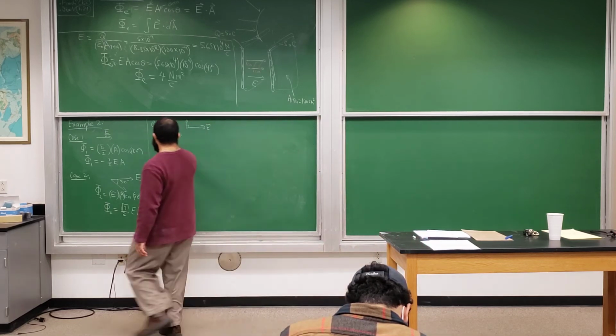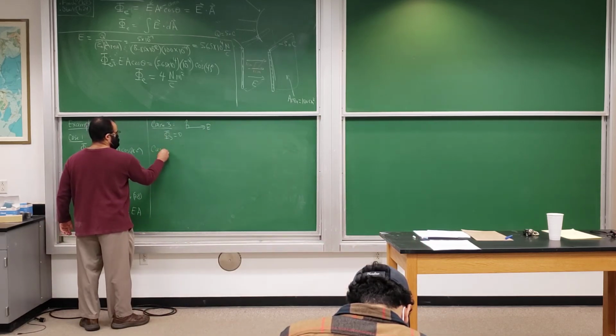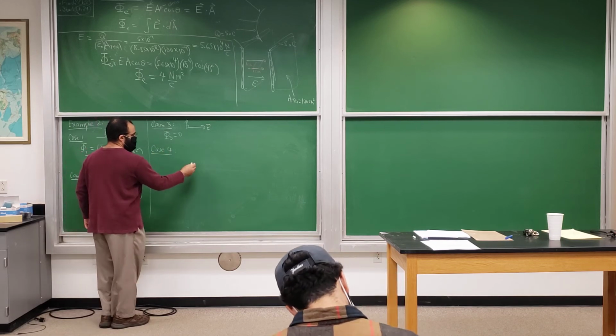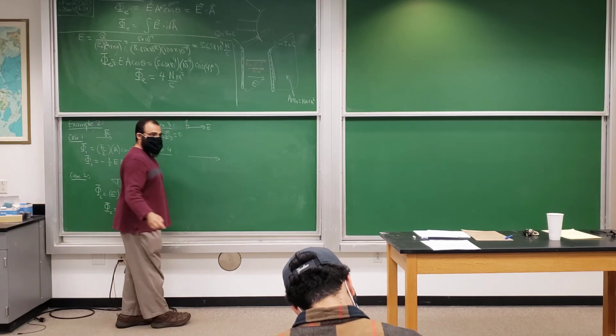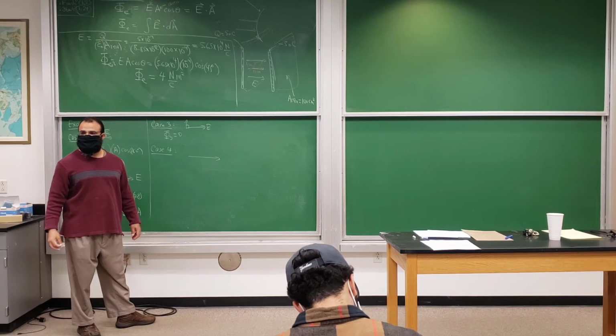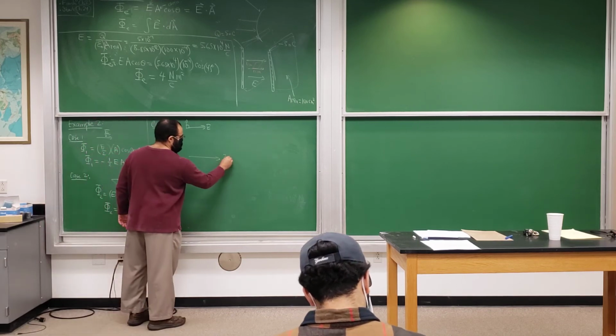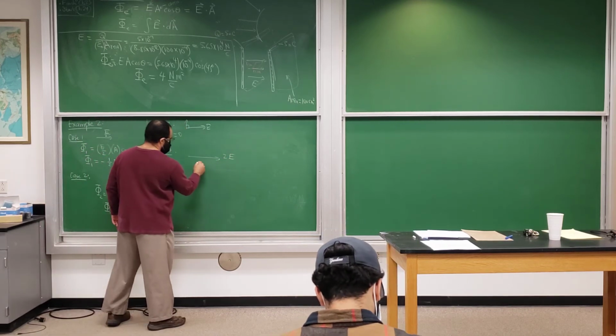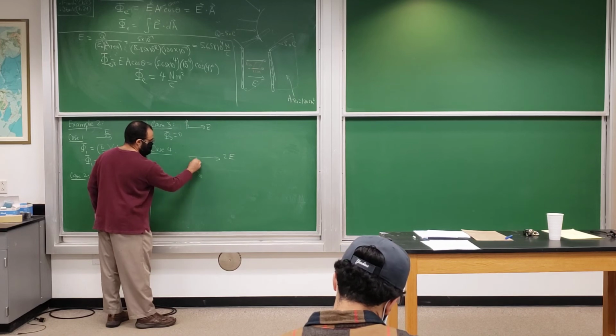So case 4. Here's case 4. You have an electric field. How strong? Is it E over 2 or 2E? 2E. Yeah, 2E in case 4. And then the normal is this way, right? So 60 degrees.